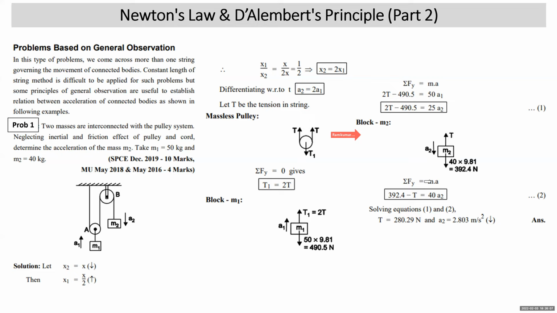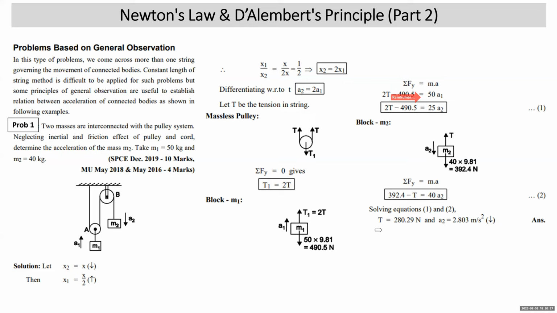Right, students, here you have to solve the two simultaneous equations. Here for A1, we have written 50 A1, but in the next line I have written 25 A2. That means I have written A1 is equal to A2 by 2. We have substituted the A1 value here, A1 is A2 by 2. So that's why it becomes 25 A2. Now solving equations number 1 and 2, you get the value of T and the value of A2.